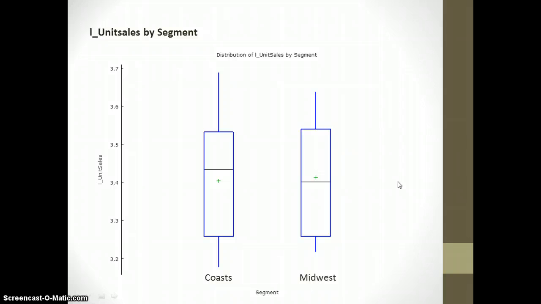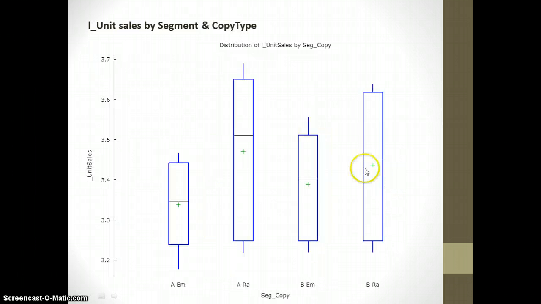Next, I looked at the segments A and B, meaning the coast versus the Midwest, to see if there was a difference in sales there, but we're really not seeing any evidence that there's a difference in different areas of the country for the sales. The variance is about the same, and also the means are about the same when it comes to unit sales. So again, not much evidence here that there's a difference in the segments.